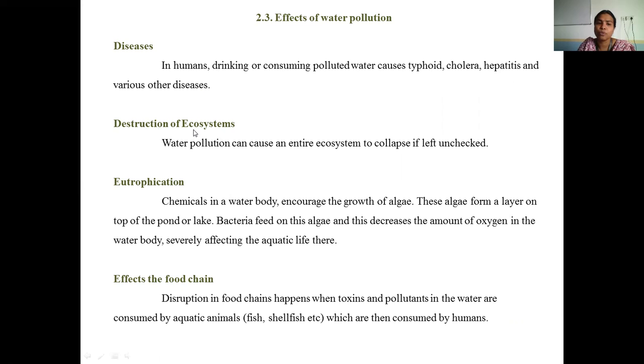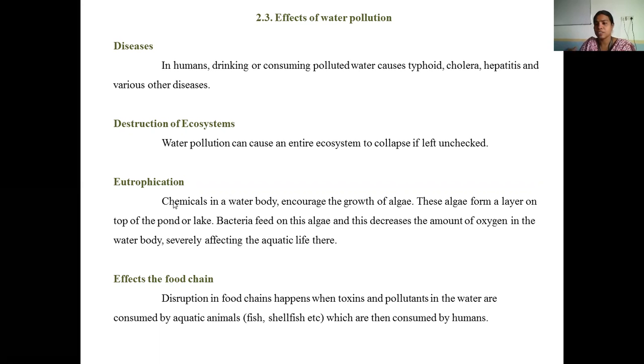Then destruction of ecosystem. Water pollution can cause an entire ecosystem to collapse if left unchecked. The living beings present inside, the flora, the microflora and the algae, and other things suspended in the polluted water ecosystem, are consumed and reused by other living beings, any cattle. If they are drinking that water and the polluted water is left unchecked, that is also one destruction to the biodiversity, especially the water ecosystem.